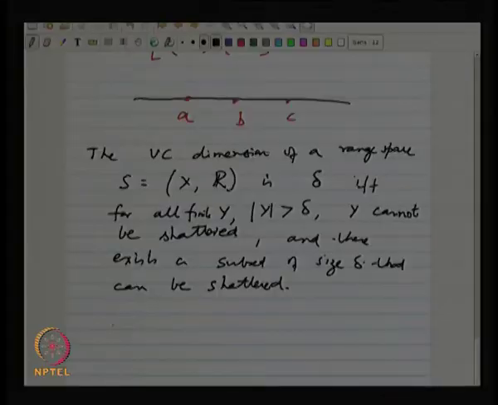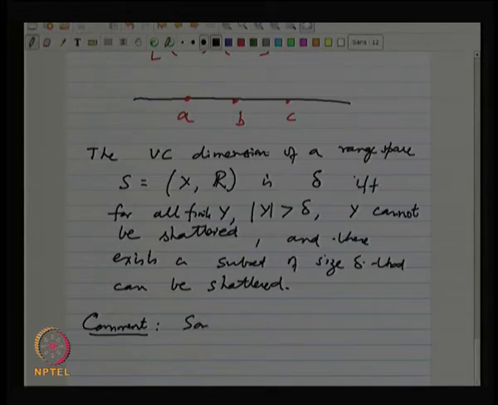Some comment: some range spaces may have infinite VC dimension, or let us say delta equal to infinity. That is, it is not a bounded VC dimension. Can you think of an example? Okay, here is an example.